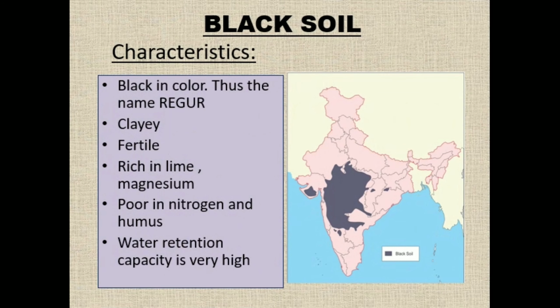Black soil is black in color, thus the name regur. It is clay in nature and it is fertile. It is rich in lime and magnesium and poor in nitrogen and humus. Water retention capacity is very high.